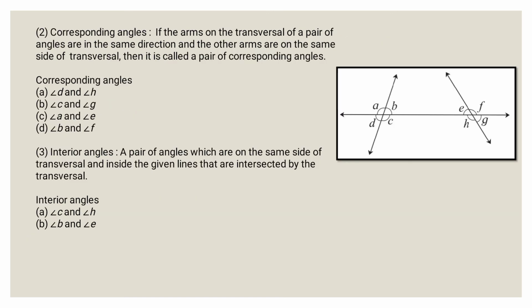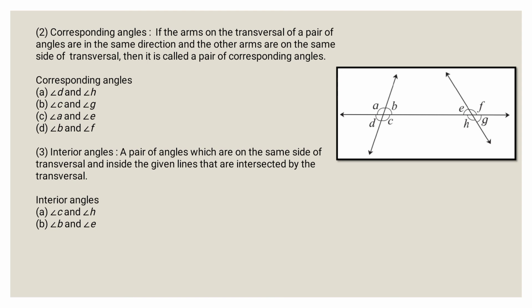Second, corresponding angles. If the arms on the transversal of a pair of angles are in the same direction and the other arms are on the same side of the transversal, then it is called a pair of corresponding angles. Corresponding angles: first is angle D and angle H. Second is angle C and angle G. Third is angle A and angle E. Fourth is angle B and angle F.